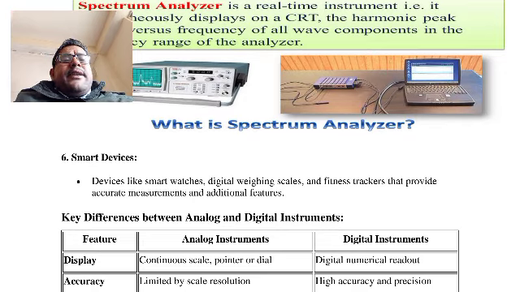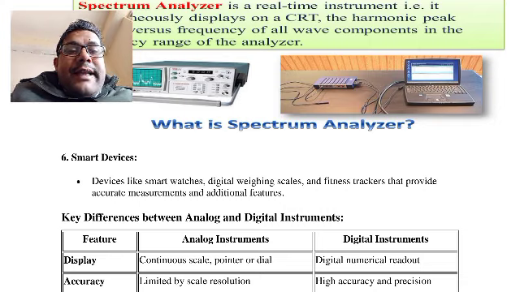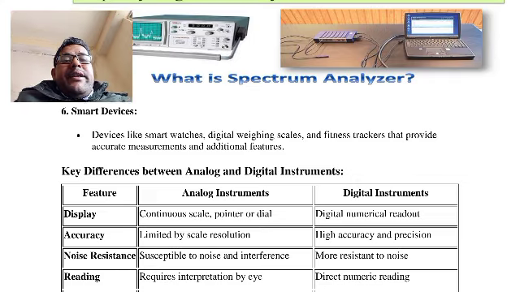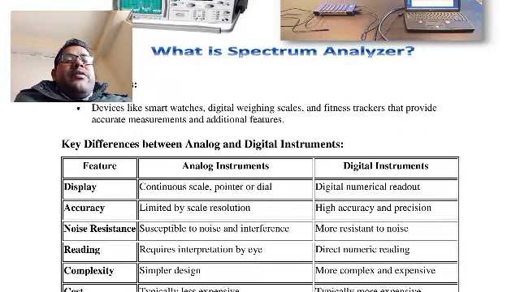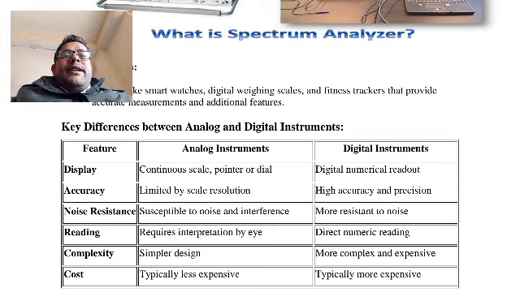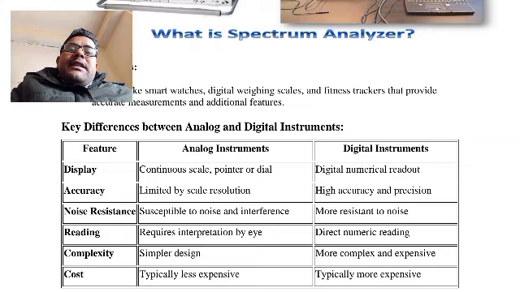Different types of smart devices we can use, like a smart watch, digital weighing scale, and fitness tracker, provide accurate measurement and additional features. Now, the difference between analog and digital instruments. We have discussed different types of analog instruments in our previous class. Right now we have discussed different types of digital instruments. So now we will give the comparison or difference between analog and digital instruments.